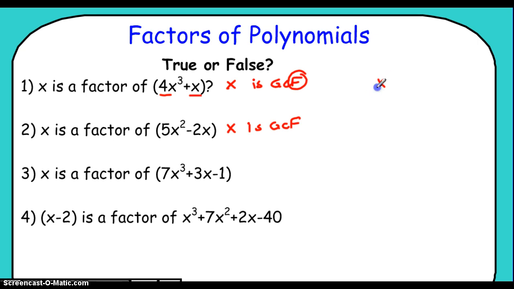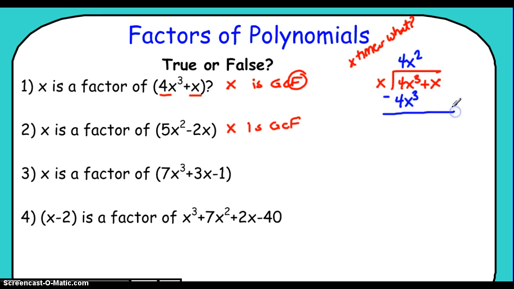What that means, if I do the first one, if I took my 4x cubed plus x and I divided by x, I would use my long division process. So I'd ask the question, x times what? So x times what gives me 4x cubed, and x times 4x squared. If I do 4x squared times x, I get 4x cubed. Now if I'm following my long division process, I would subtract these two. So if I subtract them, that's 0.